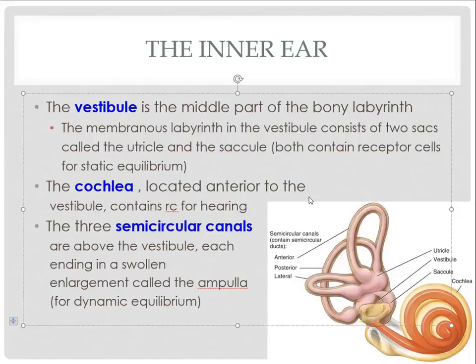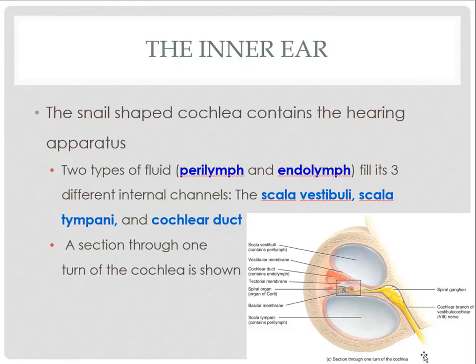The vestibule will be used for static equilibrium in order to determine our position in space, and the semicircular canals will be used for dynamic equilibrium to measure changes in our position in space. Now, looking at the cochlea, we're going to be able to see two different types of fluid contained within this spiral-shaped structure. We'll see perilymph and endolymph, which is going to help fill these three different channels, which is going to be the scala vestibuli, the scala tympani, and the cochlear duct.